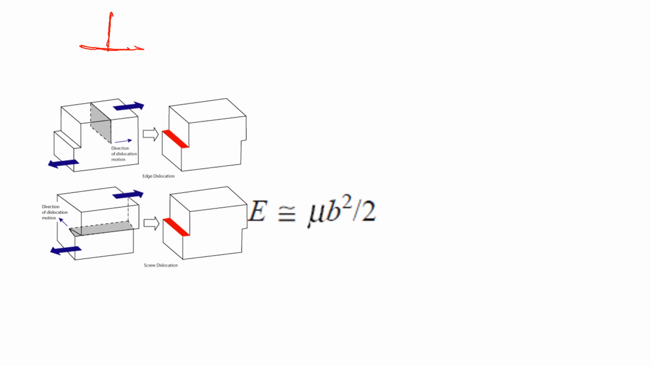So the elastic strain energy per unit length, E, of a dislocation of Burgers vector b is given by E approximately equal to mu b square by 2, where mu is the shear modulus of the crystal.